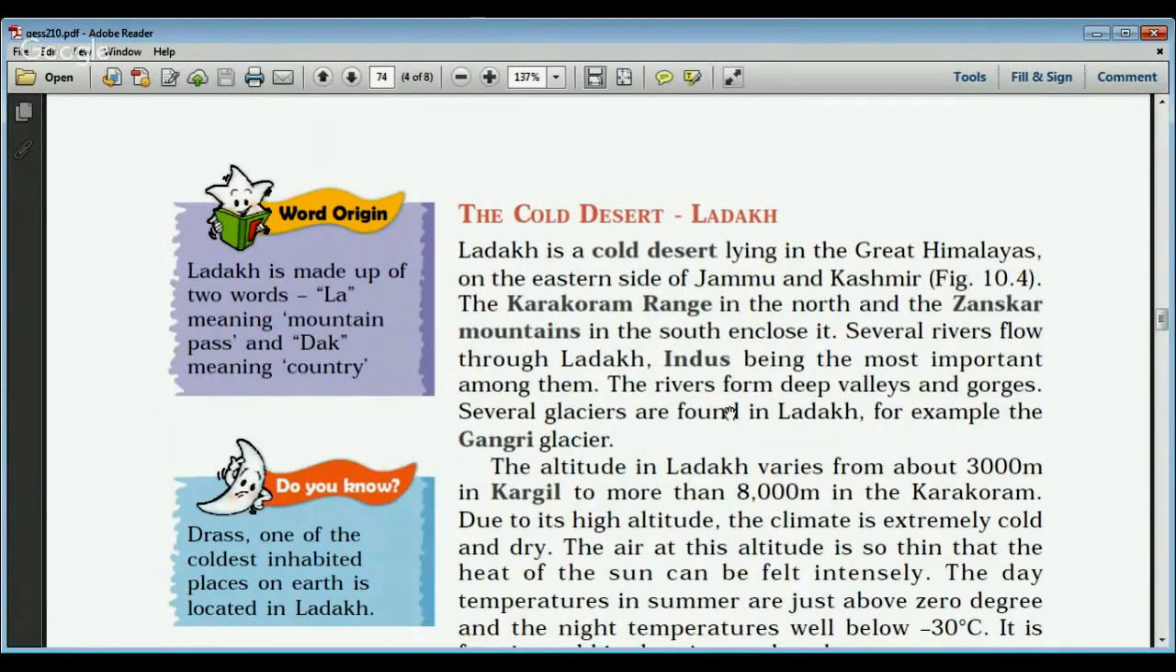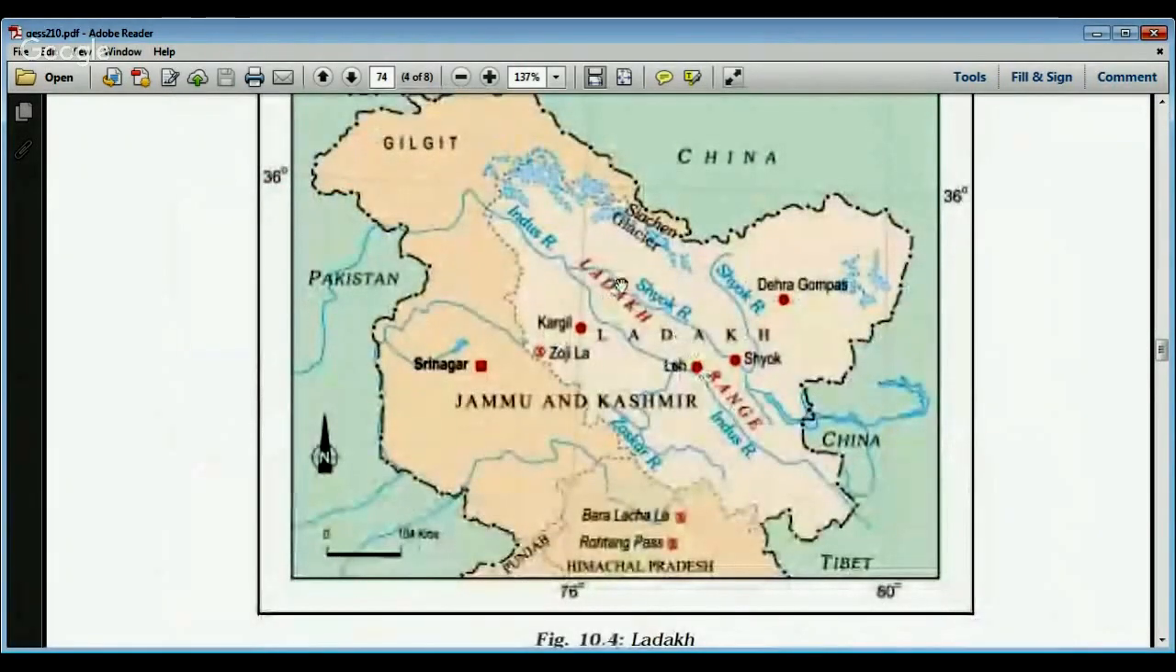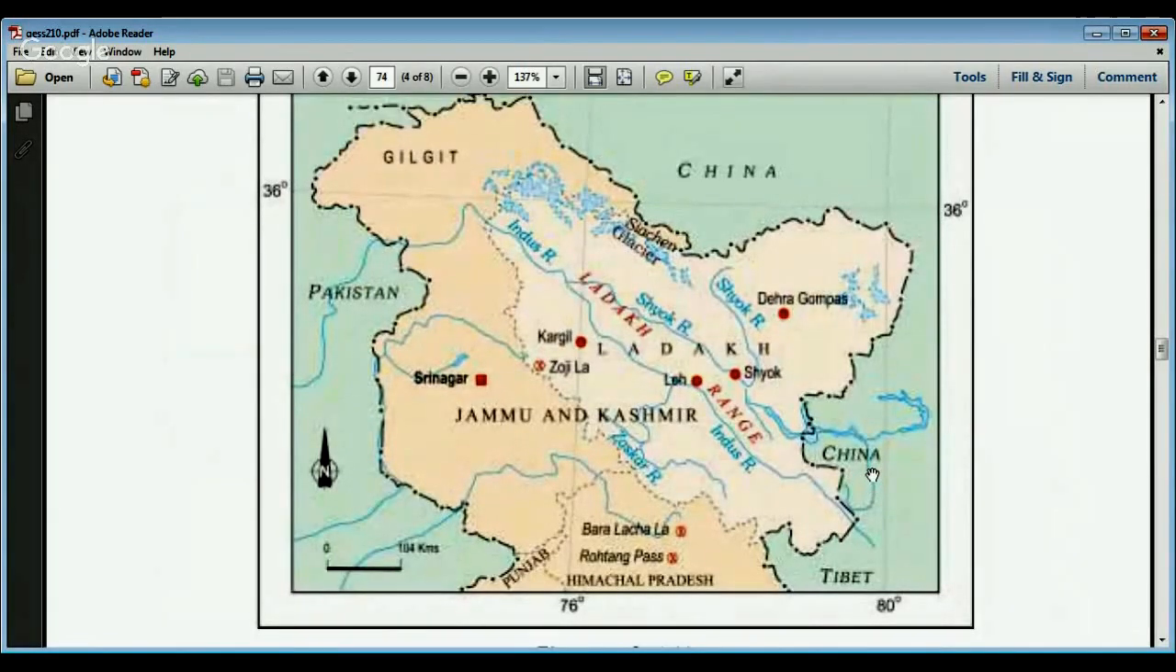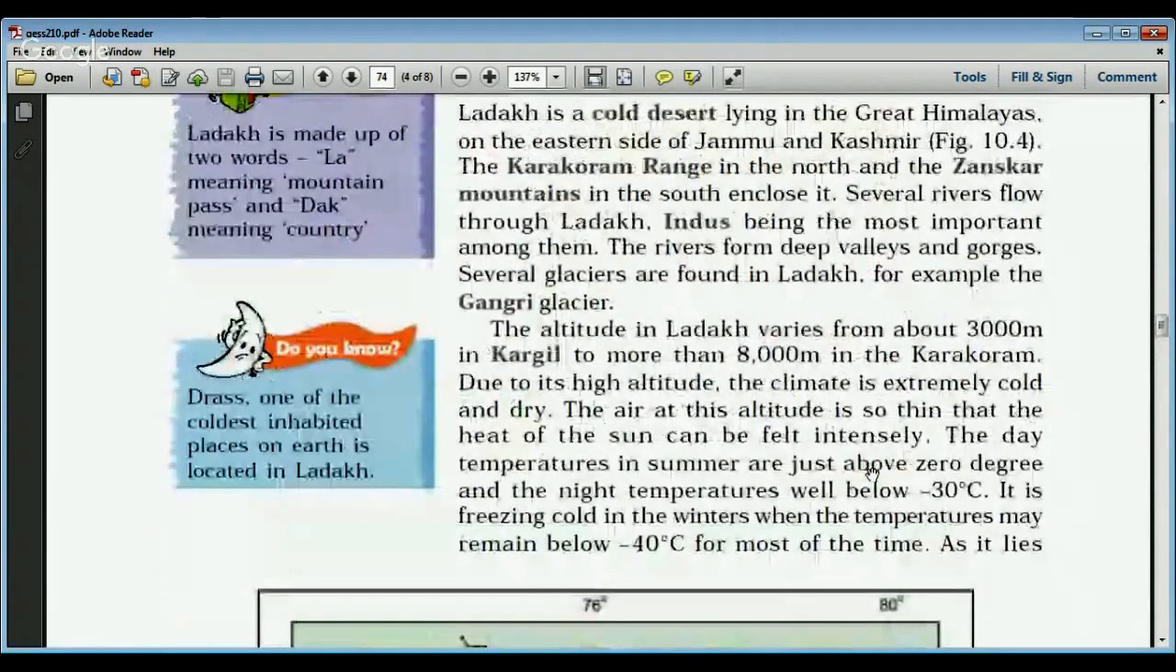If you see this region, so this Ladakh is actually located in the eastern side of Jammu and Kashmir. This is the Ladakh range, and the Karakoram range lies to the north, and Zanskar range lies to the south of the Ladakh, and various rivers flow through the Ladakh, and Indus being the most important among them.